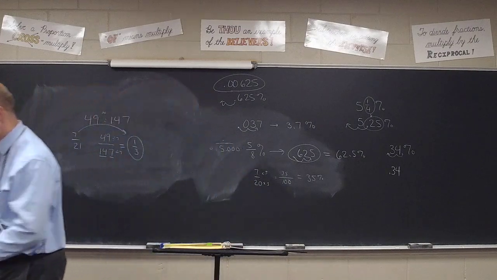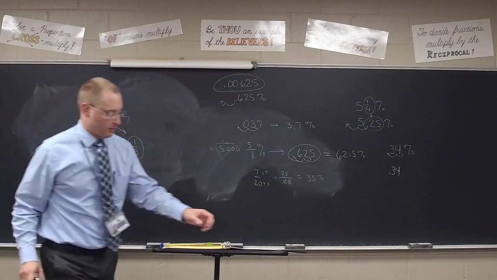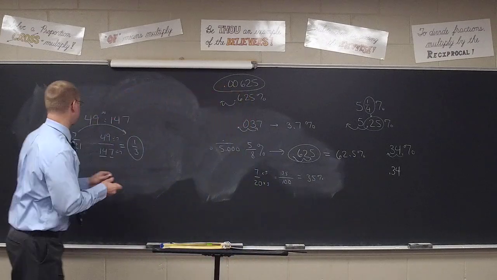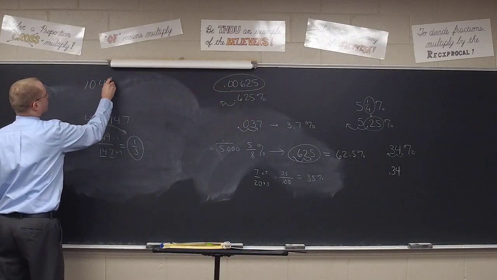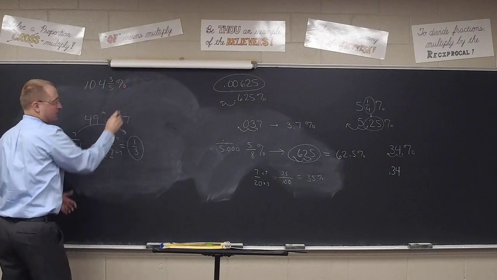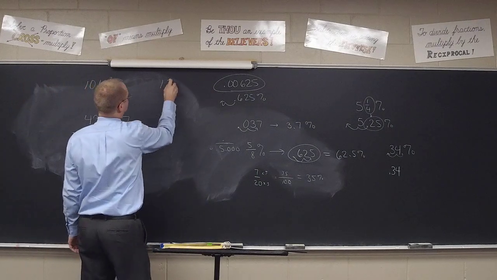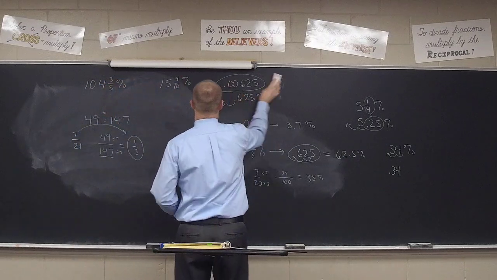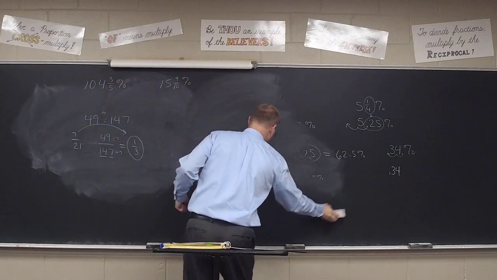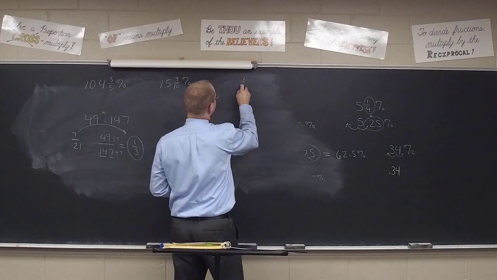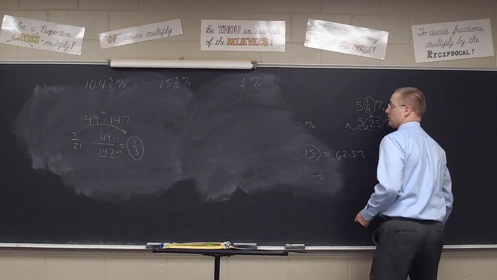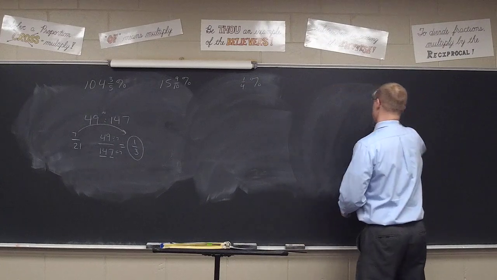One more thing I did want to look at real quick, maybe just in the side margin of your book. I want you to turn these percents into decimals. There's 3 more for you in the side margin of your book.